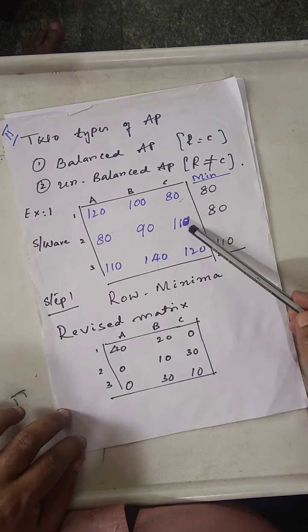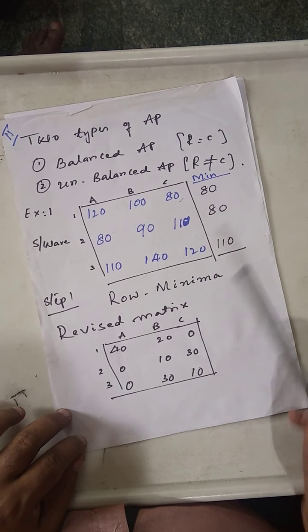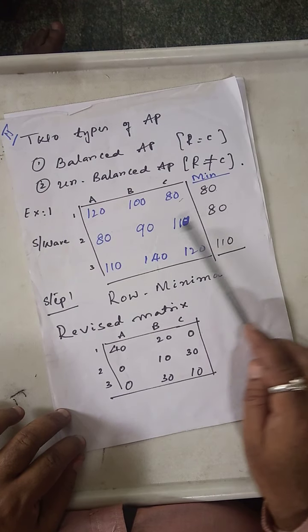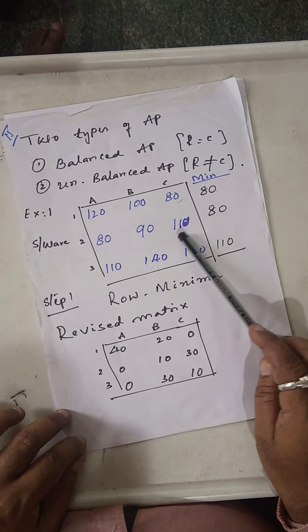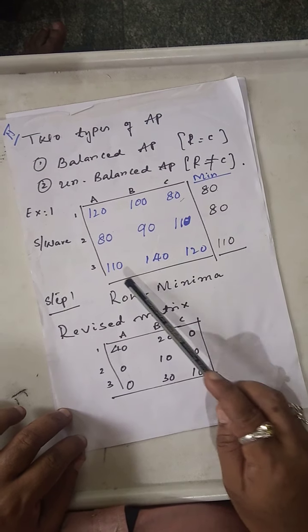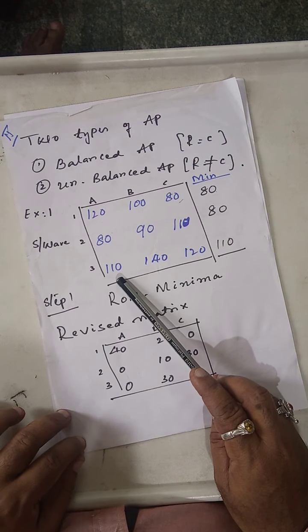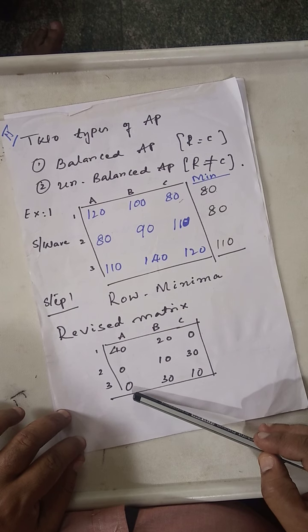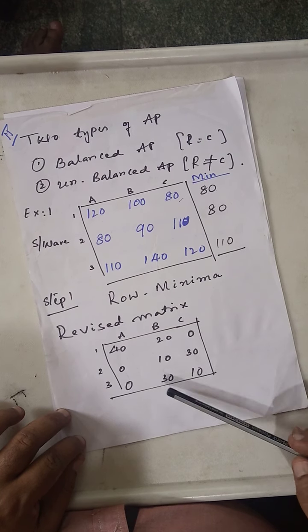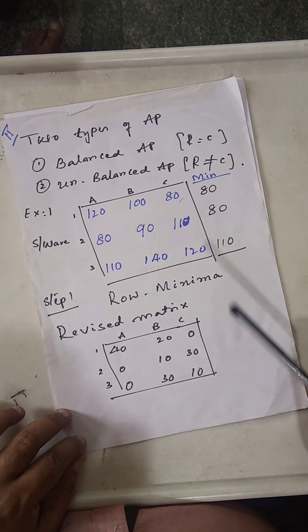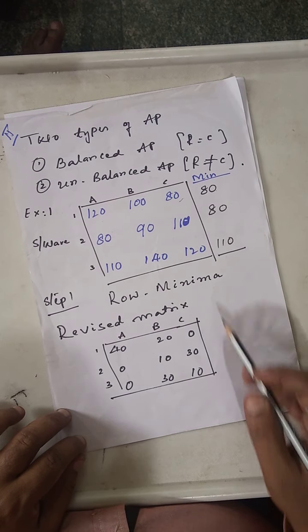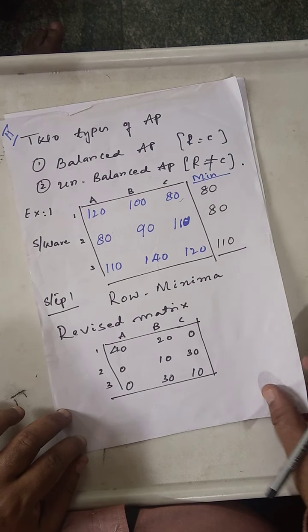Similarly, I am going to perform the row minimum operation for the second row. 80 minus 80 is 0. 90 minus 80 is 10. 110 minus 80 is 30. Now, the third row, similarly, 110 minus 110, the difference is 0. 140 minus 110 is 30. 120 minus 110, the difference is 10 here. That is step number 1 completed.